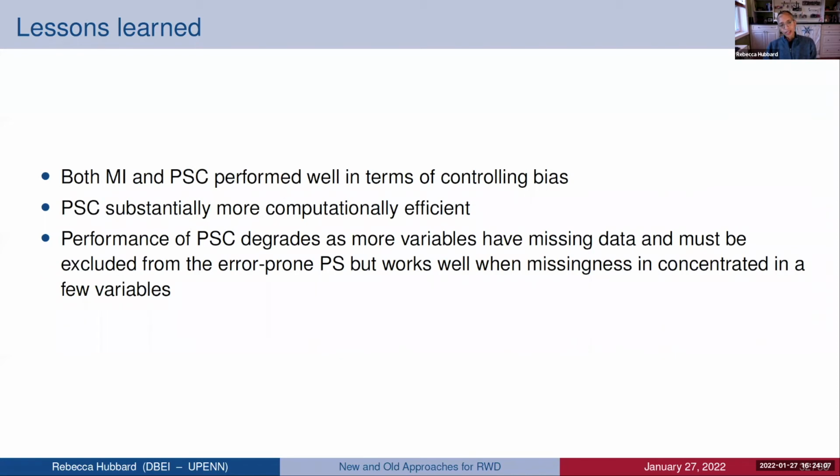So in terms of what we learned from this investigation, both the multiple imputation and propensity score calibration performed well in terms of controlling bias. The propensity score calibration was substantially more computationally efficient.